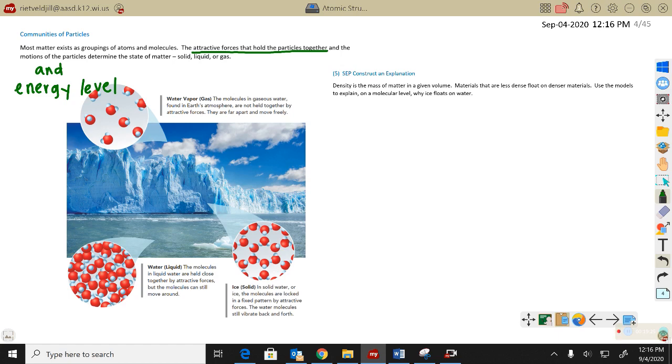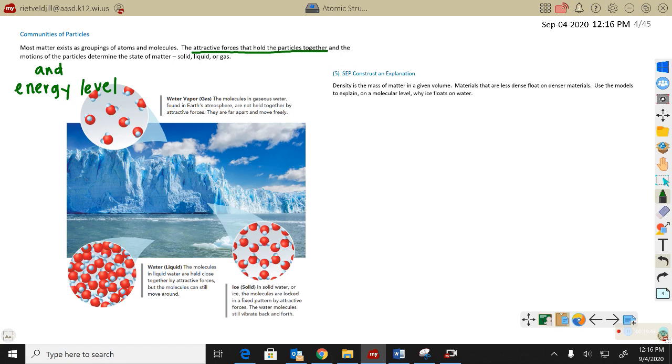Are they close to each other? Are they far apart? Their movement, can they move freely? Are they pretty fixed and close to each other? And then also the degree of attraction in between the particles is a big indicator of what phase of matter we'll be in. But then 5 is kind of an interesting question.